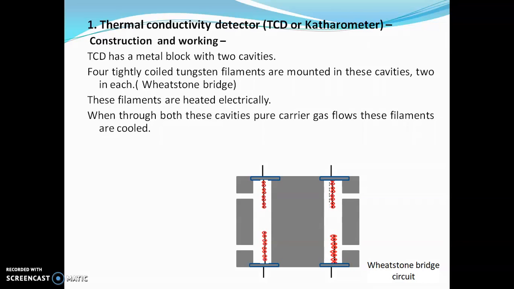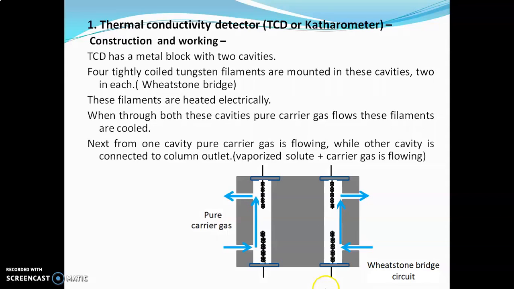When pure carrier gas is flowing through both these cavities, these filaments will get cooled, because the thermal conductivity of pure carrier gas is excellent. For example, if the carrier gas is hydrogen or helium, their thermal conductivity is excellent. They will carry heat from the filament to the metal block and the filaments will get cooled. As these filaments are cooled, the current flowing through them is constant.